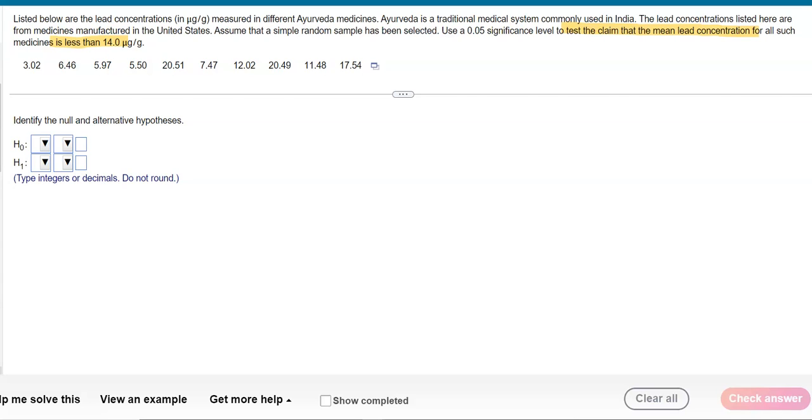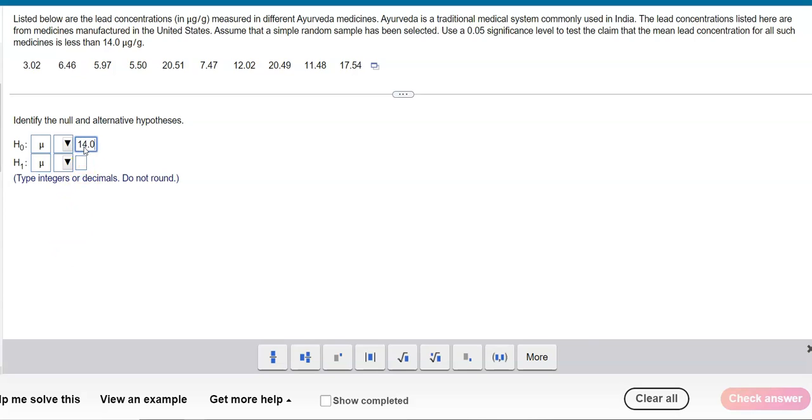The mean lead concentration is less than 14 is our claim. So here we're going to choose the mu symbol that represents the mean, and the number here is going to be the 14.0. In both cases, the null and alternative hypothesis should always be basically the same statement. What's going to be different is the symbol that goes in the middle.